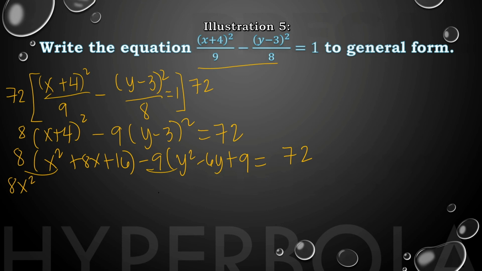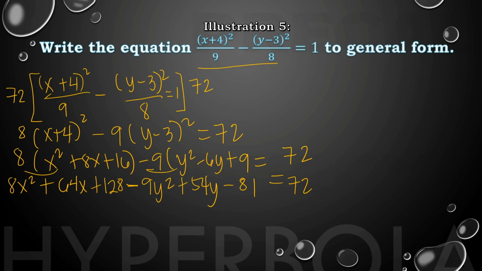Magiging 8x squared plus 64x. 8 times 16 is 128. Then minus 9y squared. So, 9 times 6 is positive 54y. 9 times 9 is negative 81, is equal to 72. Lipat lang natin itong 72 sa kabila. Magiging 8x squared plus 64x plus 128 minus 9y squared plus 54y minus 81 minus 72 is equal to 0.